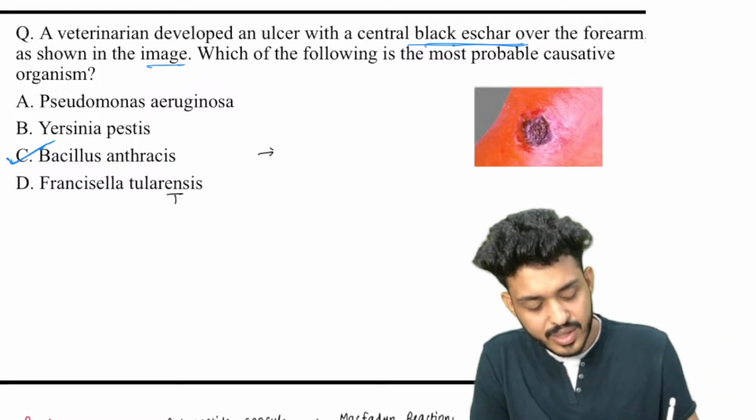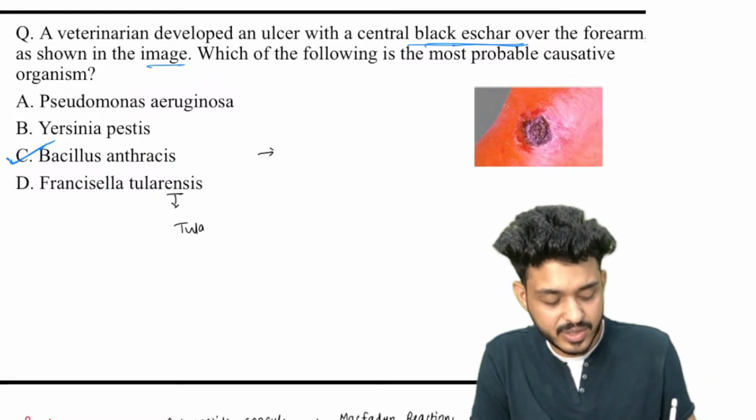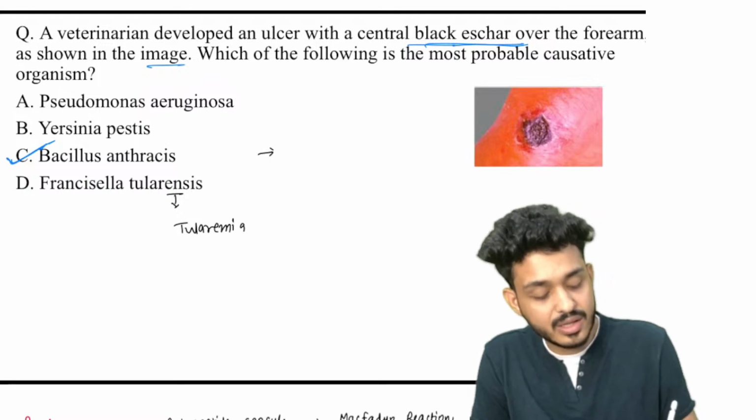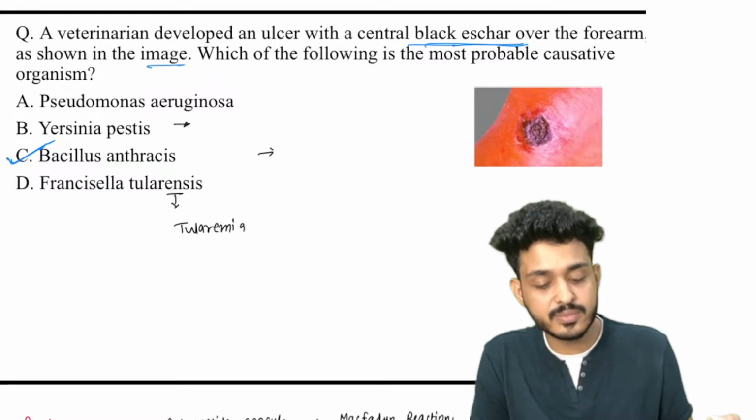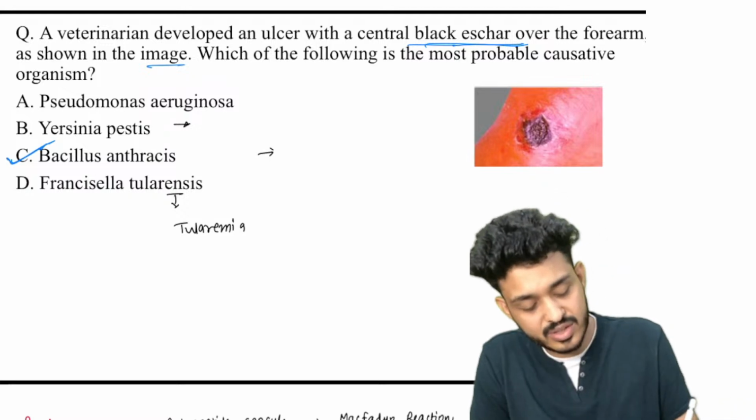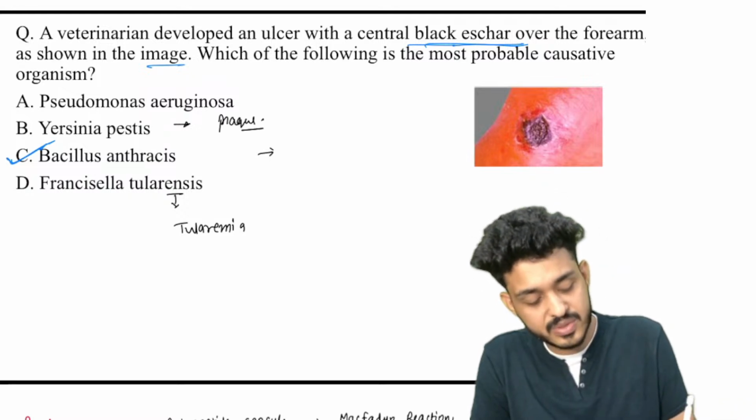This one, tularensis, cannot be the answer. This will be causing tularemia. Okay, Yersinia pestis will be causing what? Yersinia pestis will be causing plague. This is not the presentation of plague.